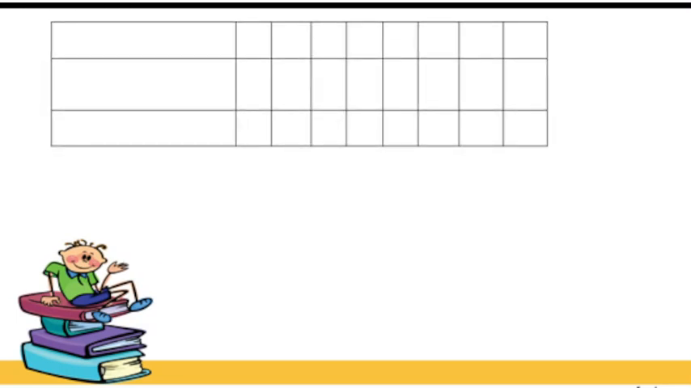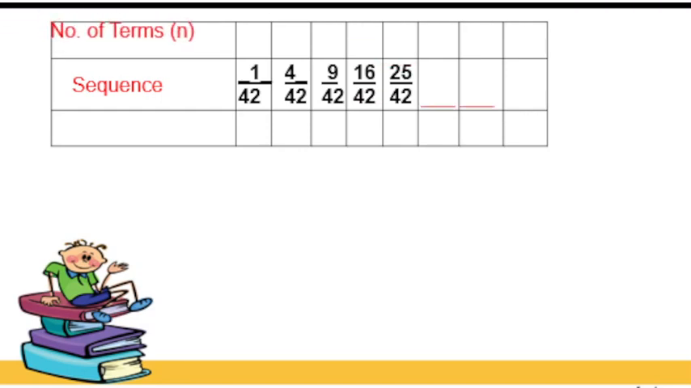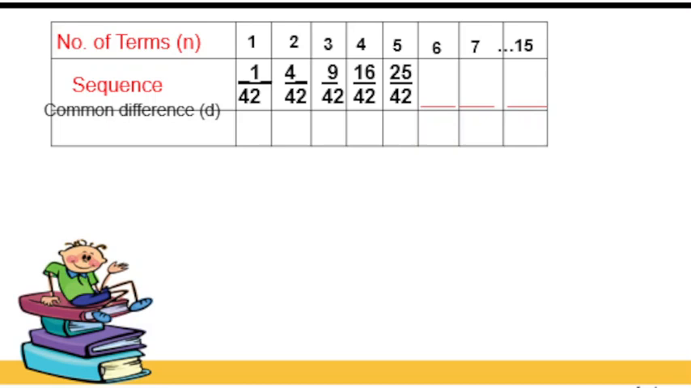Okay, last sample. Sequence 1/42, 4/42, 9/42, 25/42. Then we have the number of terms, and let's get the 15th term. And then we have the common difference. What is the common difference? If you will notice, they don't have a common difference in the denominator. They have the same denominator.